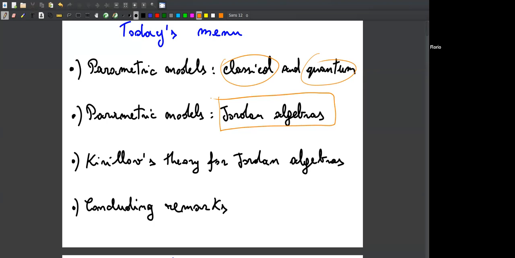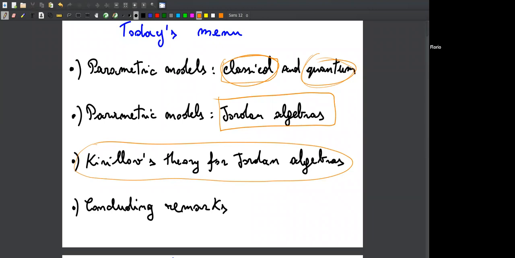Then we will pass perhaps to the most important course of today, which is the formulation of Kirillov's theory in the context of Jordan algebras. Because when we review the parametric models, we will see that parametric models in information geometry are not just naked manifolds. They come with some kind of heavy geometry, which in the classical case builds on the space of probability distributions, of which the models are just parameterizations. And in the quantum case, they build on the space of positive operators on the Hilbert space of the system.